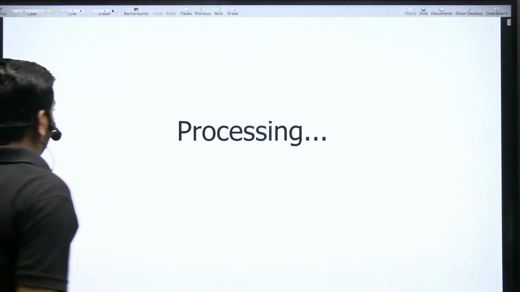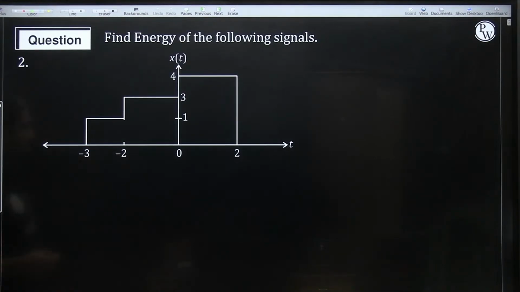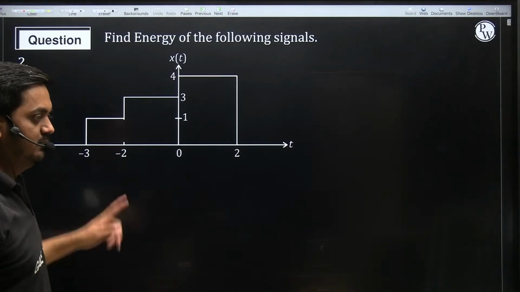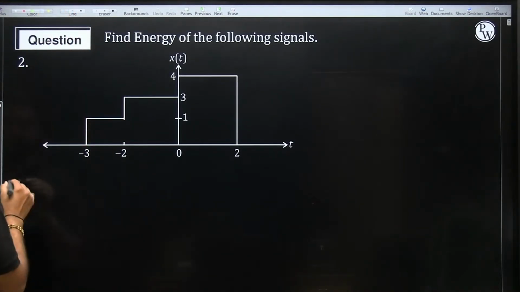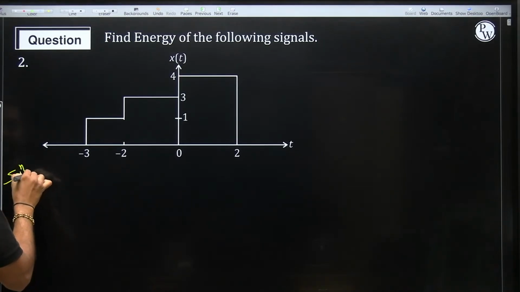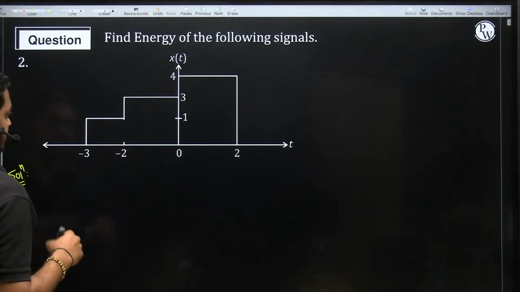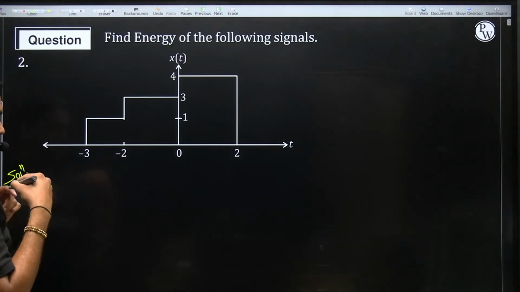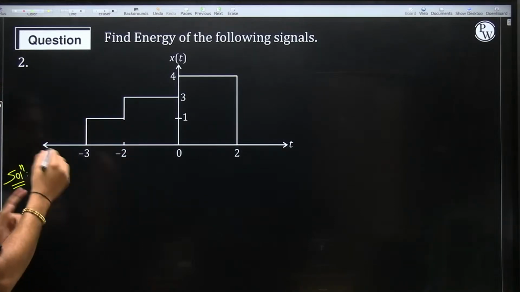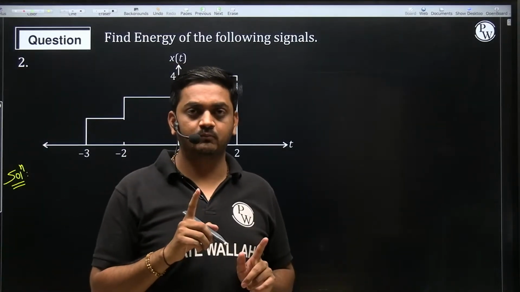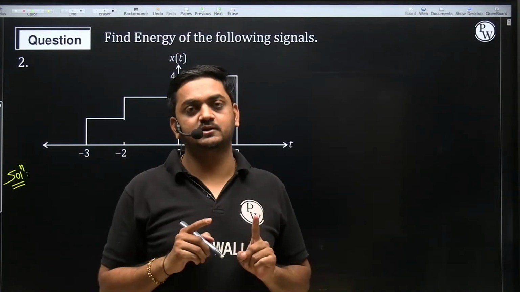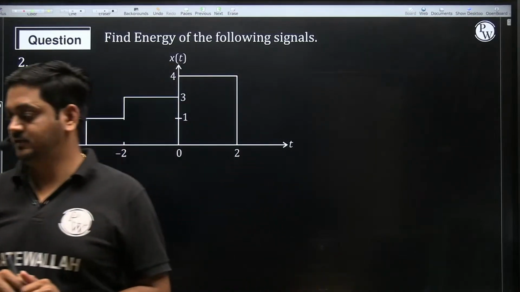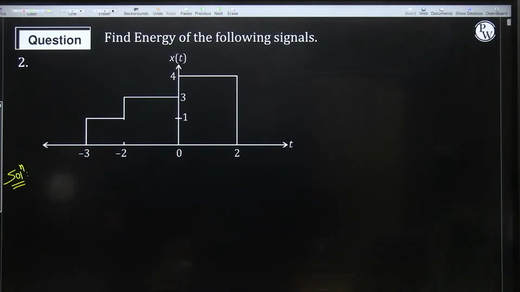Now in a similar way, let us try this question, guys. Try this yourself and tell me what will be the total energy of x of t. Split x of t into the minimum number of signals in such a way that the addition of those signals is x of t, and the multiplication of any two signals should be 0. If the multiplication of any two signals is 0, then we can say the total energy is the sum of the individual energies. So tell me the final answer in the comment box.